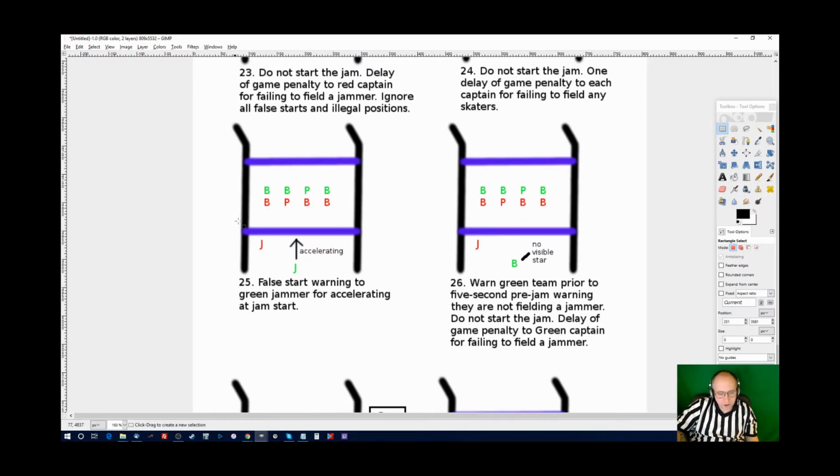25. Regular setup, but this time Green Jammer is accelerating at jam start. It's kind of an obscure rule because this very rarely happens. Jammers may not accelerate at jam start. Blockers can, jammers cannot. False start warning to Green Jammer for accelerating at jam start.